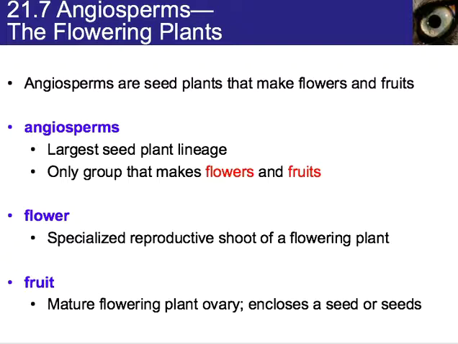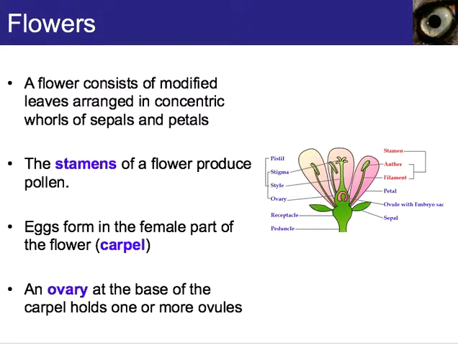A flower is a specialized reproductive shoot of a flowering plant, and fruit is the mature flowering plant ovary that encloses a seed or seeds. So a flower consists of modified leaves arranged in a concentric whorl, and those would be your petals. If you didn't know this, petals are actually modified leaves. And then you have a stamen, and a carpel, and an ovary. The stamen is what produces pollen or the sperm.